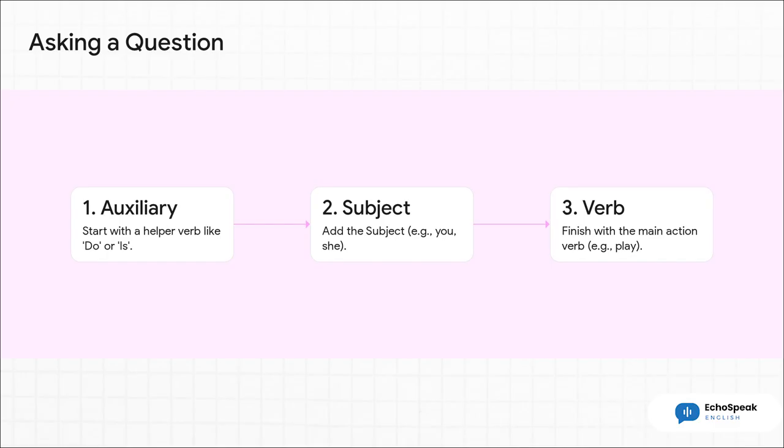Is there a recipe for that too? There absolutely is. And it's kind of like we just flip the first two ingredients. You start with the helper verb, like do or is. Then comes the subject, and then the main verb. So our sentence becomes, do you play football? Why don't you try repeating that one at home? Do you play football? Awesome.